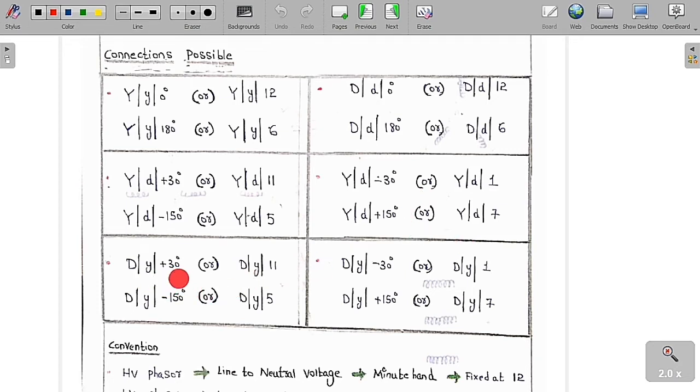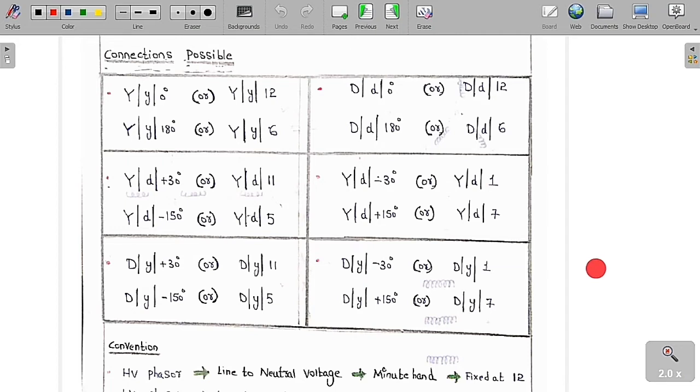Similarly, for delta star you can get plus 30, minus 150, minus 30, plus 150. Plus 30 means 11 o'clock. Minus 150 means 5 o'clock. Minus 30 means 1 o'clock. Plus 150 means 7 o'clock. So these are the types of connections that are possible. Only 12 types of connections are possible.